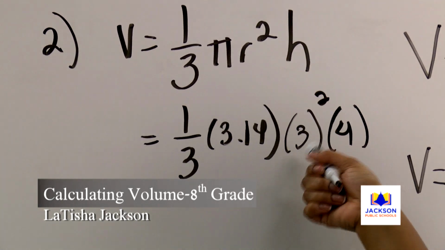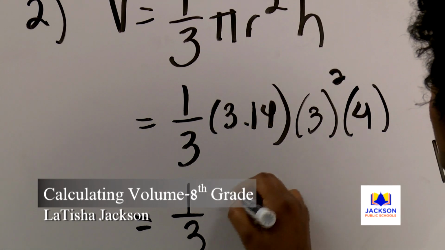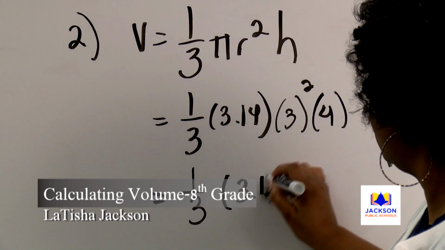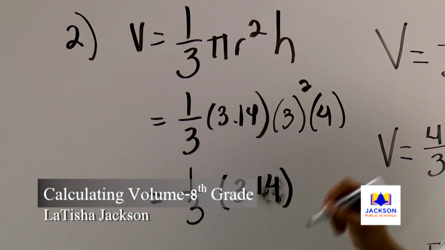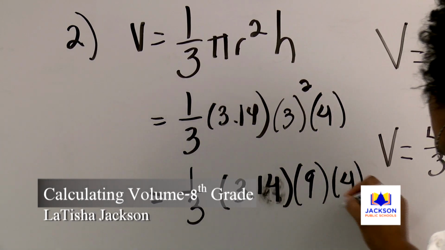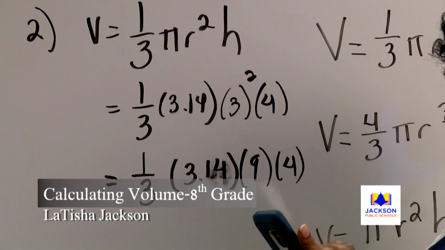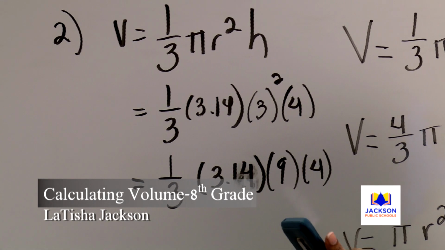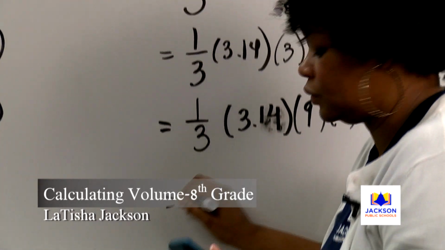I'll simplify this just a little bit so I don't have to worry about putting the exponent in the calculator. So 3.14, and 3 squared is not 6. 3 squared is actually 9. And times 4. And we just punch this in our calculator just like we see it. So 1 divided by 3 times 3.14 times 9 times 4.